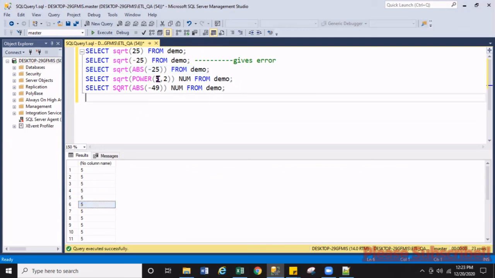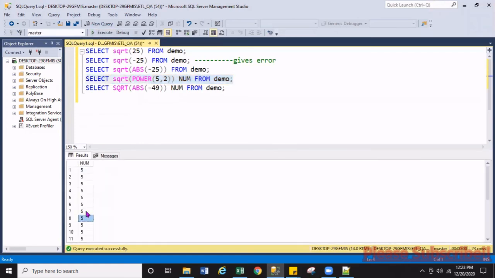For example, here you have 5 to the power of 2 and then the square root. First the function will do the power: 5 times 5 is 25. And then it will take the square root, so the answer will be 5.